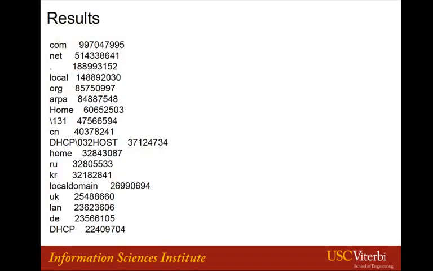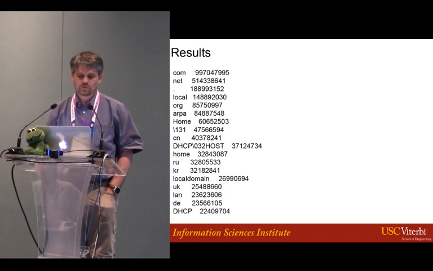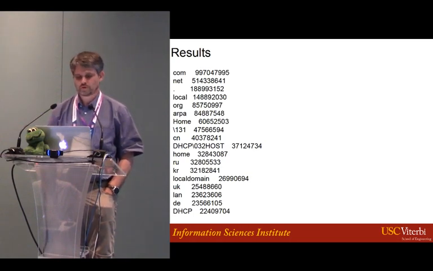Okay, I wrote this over lunch. It ran in about 15 minutes once I fixed the bugs. You know how that goes. But now I can run it again and again on other DITL collections too, and it shows that COMNet, root, local, org, ARPA, home are all sort of the top queries.